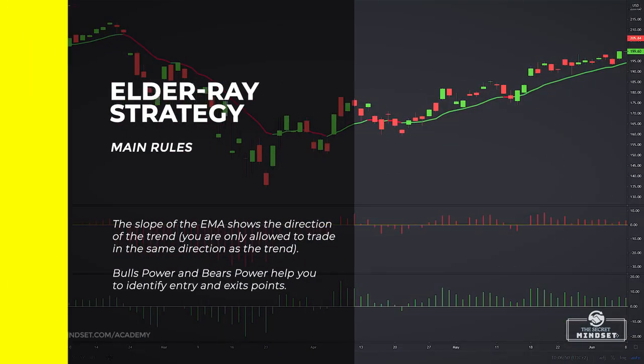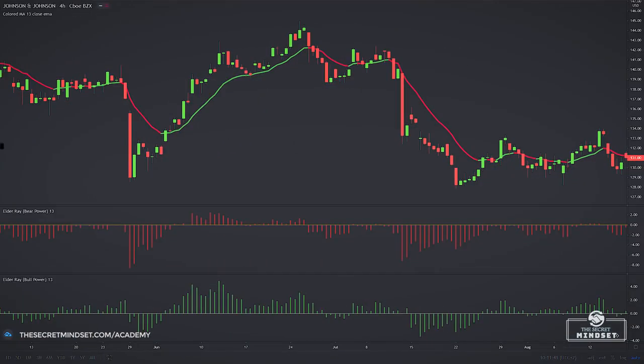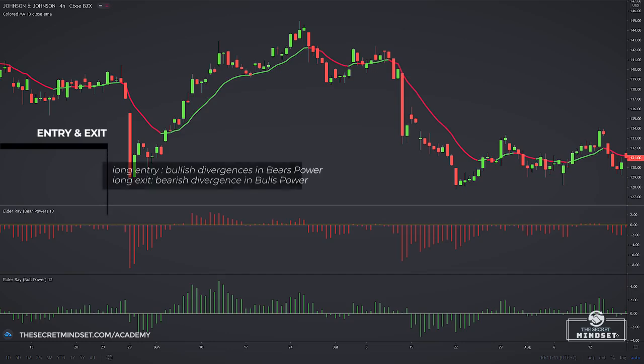As you can see, the trading rules for the Elder Ray system are fairly simple. The slope of the EMA suggests the direction of the trend, and you are only allowed to trade in the same direction as the trend. Bull's power and bear's power help you to identify entry and exit points. Bullish divergences in bear's power should identify optimal opportunities for a long entry.